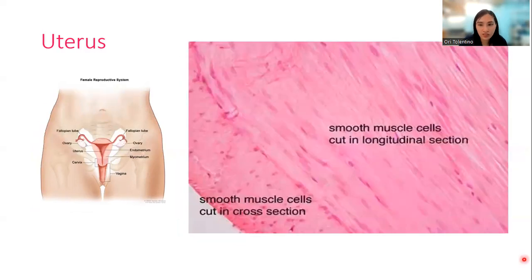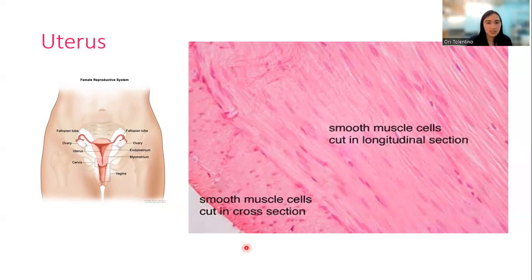This is another tissue section of your uterus. You will see smooth muscles oriented in different directions, some longitudinal and some transverse, or you can see the cross-section of the muscle cells. You can see the cells are very tightly packed, non-striated, spindle-shaped, with a single nucleus in the middle. This is smooth muscle inside your myometrium.